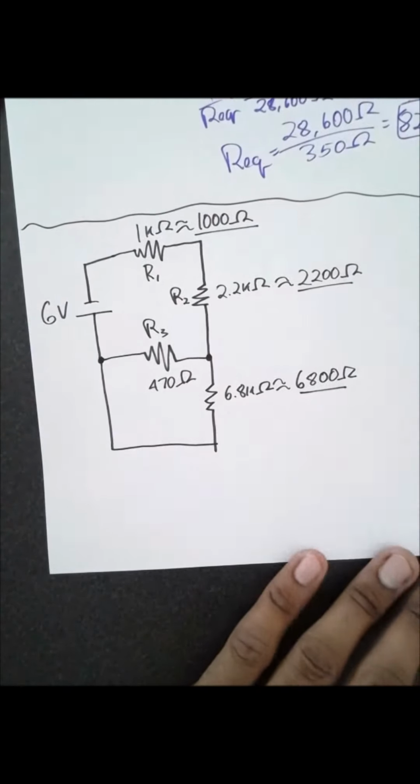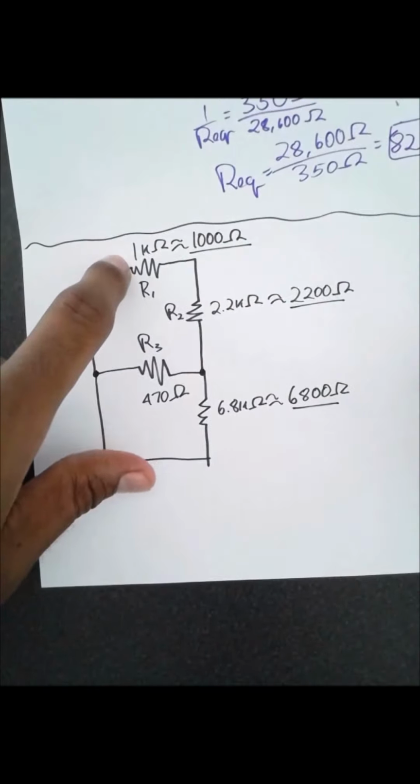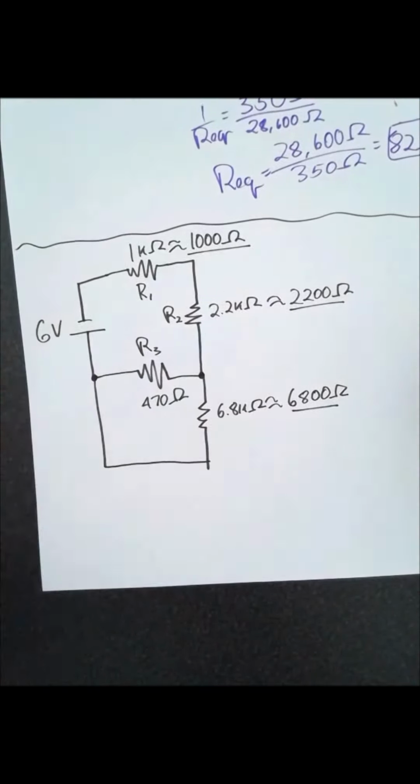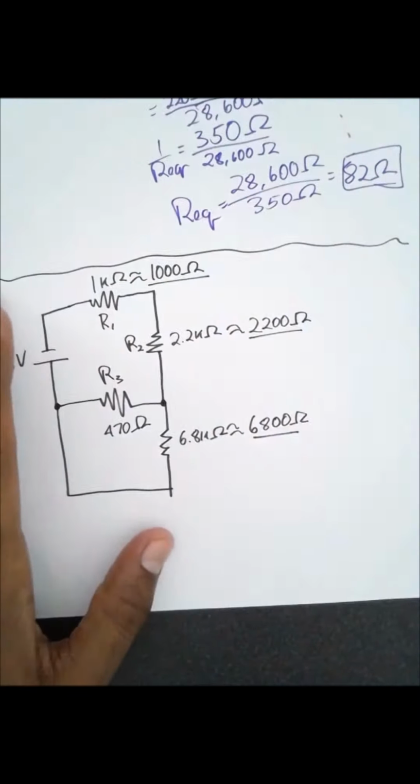Now let's take a look at this guy right over here. You've got a battery with 6 volts and you have one resistor and another resistor. Oh my gosh, I'm already overwhelmed. Deep breaths. Okay, let's take a look.